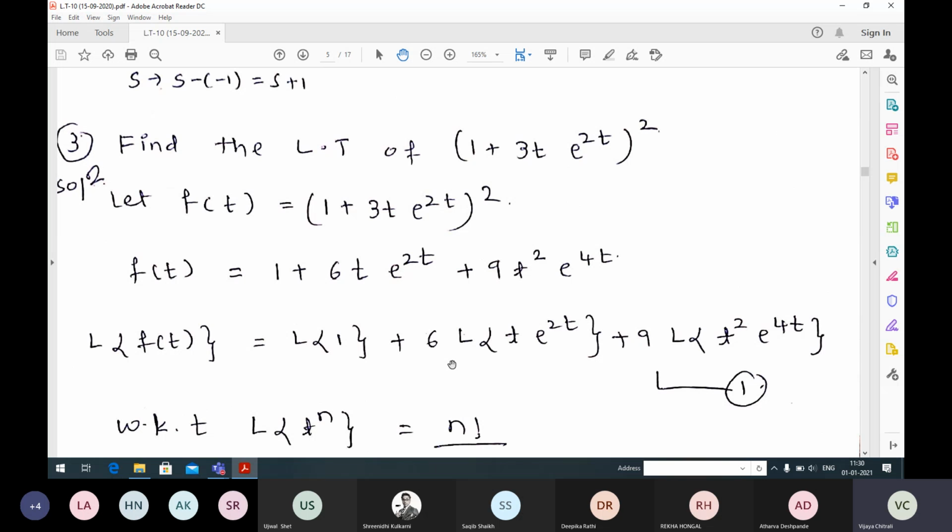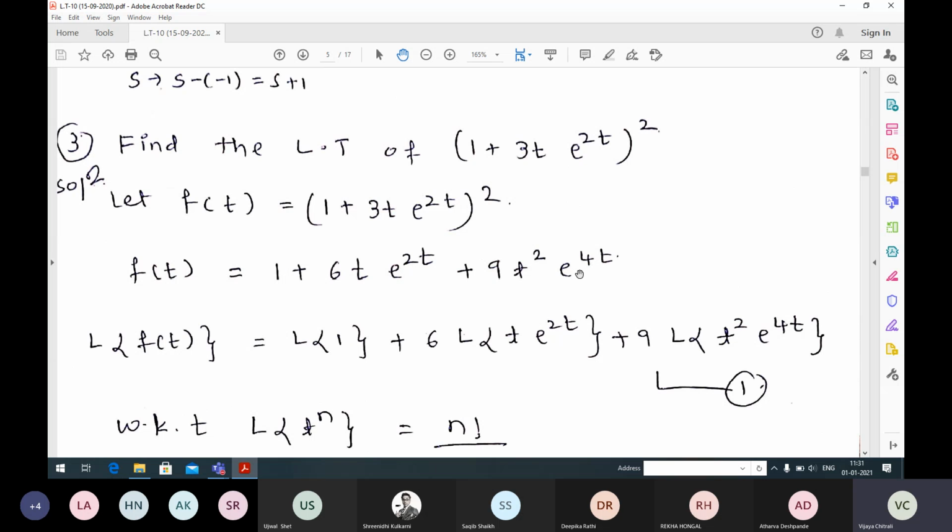So how is it like? A plus b whole square is a square plus 2ab plus b square. So a is 1, b is 3t e raised to 2t. 1 square is 1, right? And 3t e raised to 2t, whole raised to 2, is 3 raised to 2, 9, t square. E raised to 2t raised to 2 is e raised to 4t. That means a square and b square are over.